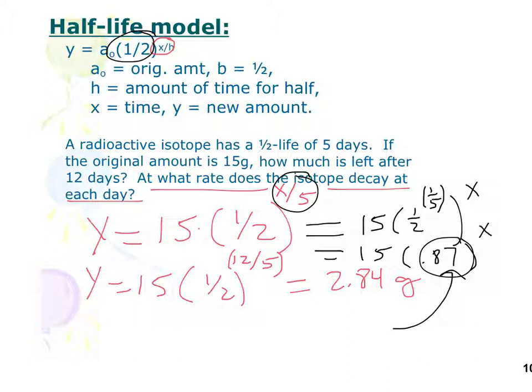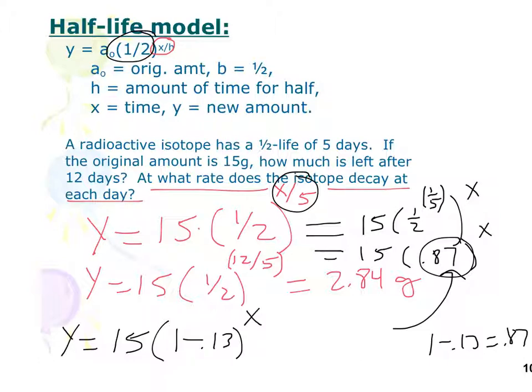Okay, remember that when we're talking about decay, if we were to put it in the context of this function, we'd take 1 minus our rate of decay. 1 minus 0.13 is 0.87. Now for this model to work, the base has to be the amount that's left over, because what we want this function to tell us is, let's say after 12 days, what is left?